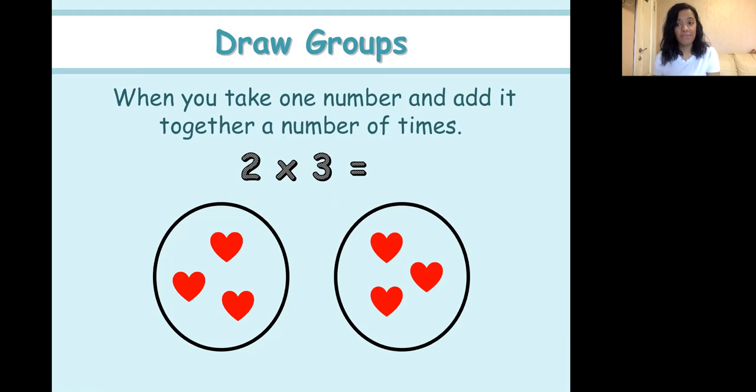So with this, I can also draw groups to make it easier for me to do my multiplication. If it's 2 times 5, what could I do? I could draw 2 groups of 5. So I could put 5 in each group and count the hearts to get my answer, okay? My answer here would be 10. Okay, well done.